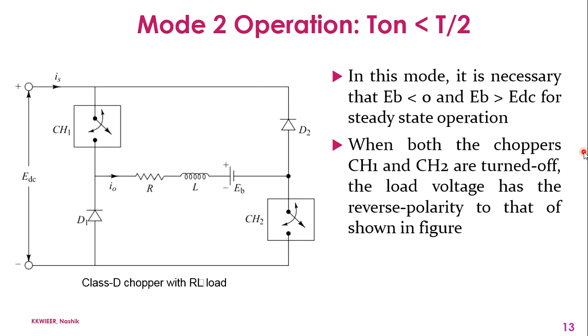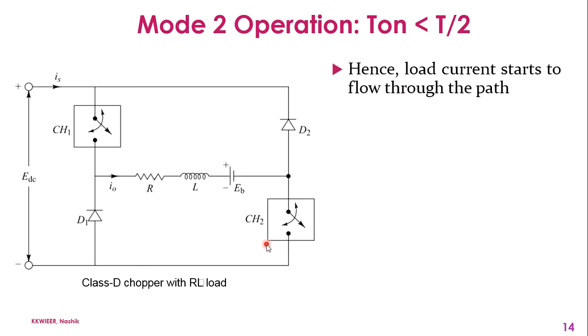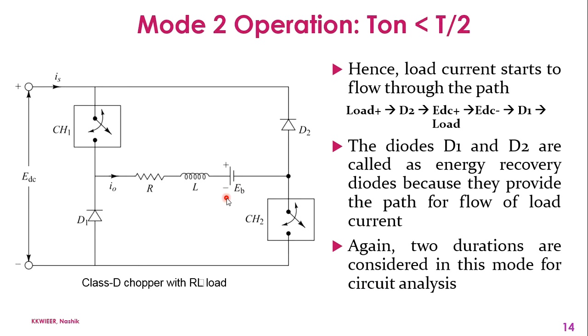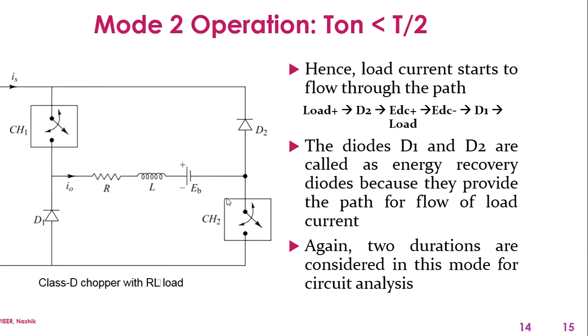When both choppers CH1 and CH2 are turned off, the load voltage has the reverse polarity to that shown in the figure over here. Hence, the load current starts to flow through the path load, D2, EDC plus, EDC minus, D1 and back to load. So the diodes D1 and D2 are called energy recovery diodes as they provide the path for flow of load current. Again, two durations are considered in this mode also for circuit analysis.